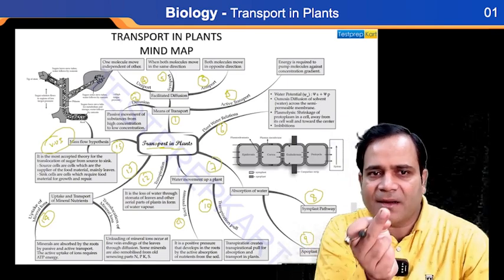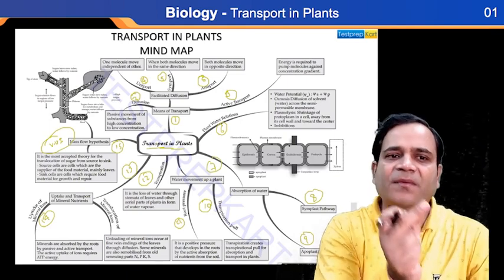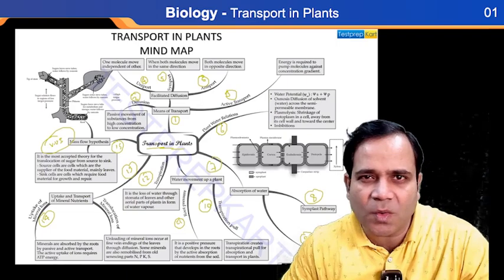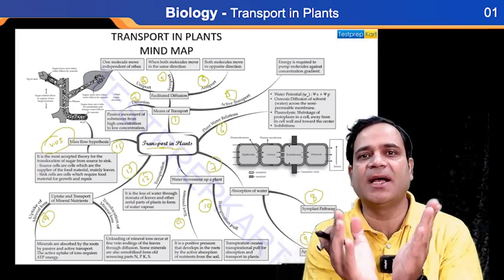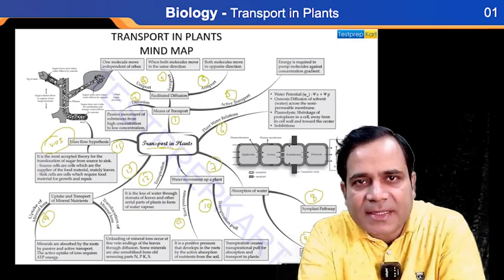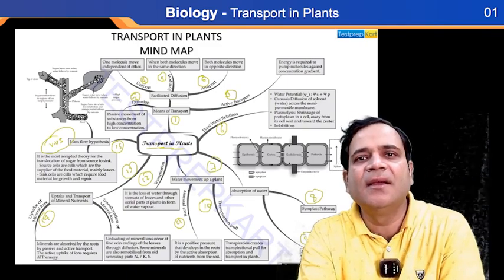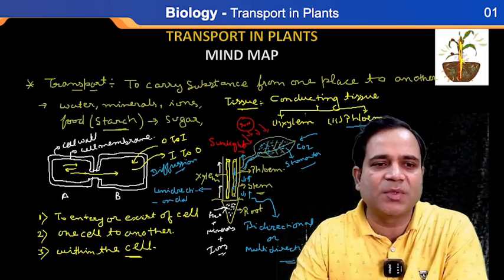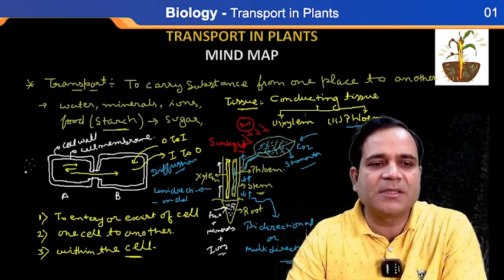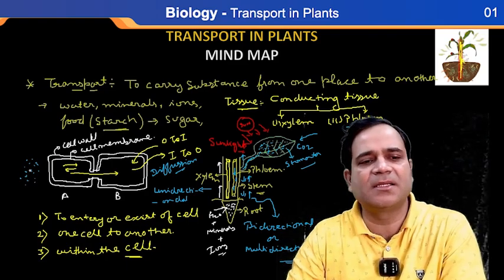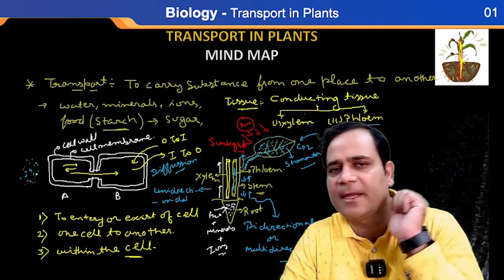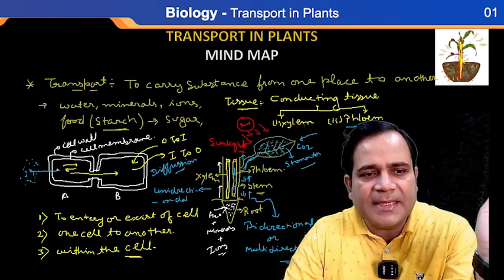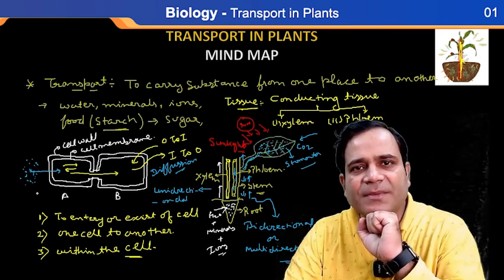So here, when I'm saying means of transport with the help of diffusion, it means that the movement is passive. You know the meaning of passive movement? Passive movement means a substance moves from higher concentration to lower concentration. Suppose the concentration of any material here is high, correct? If the concentration moves from out to inside, so here it is passive transport, my dear.